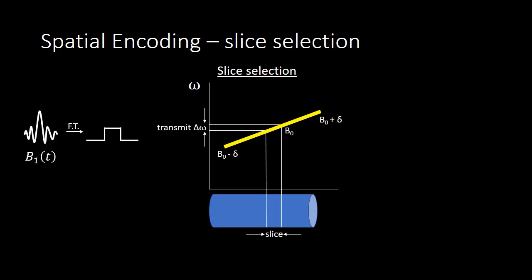And the way we select a particular transmit bandwidth is by using a time-varying B1 field. Ideally, we use a sinc pulse, because then when we take the Fourier transform, we get a nice sharp slice profile. In reality, we often don't achieve this and have some approximation to this, and so our slice profiles aren't quite this sharp.